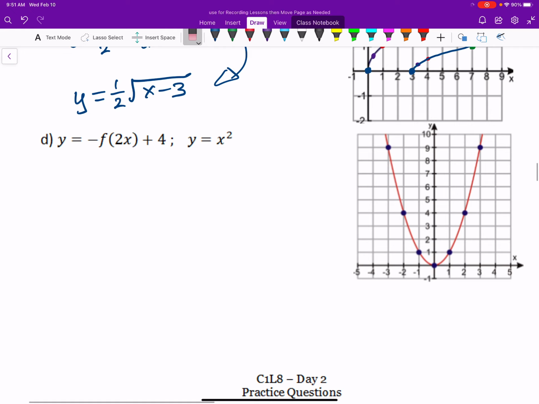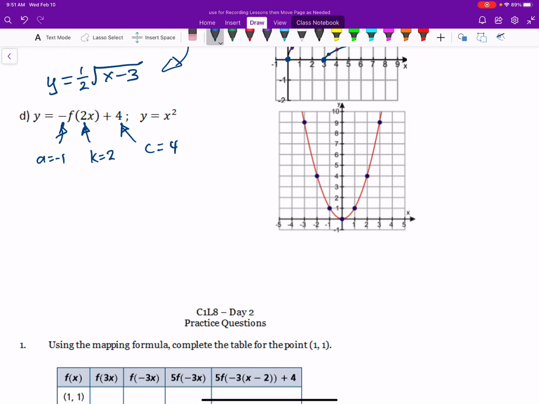In this last example, we've got an a value of -1, so it's reflected in the x-axis. We've got a k value of 2, so it's compressed horizontally, and we've got a c value of 4, so it's going to be shifted up 4. This might be a good one to work on point by point.